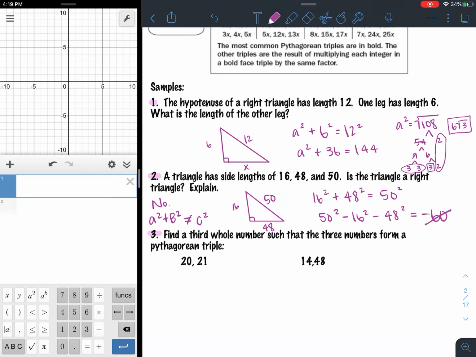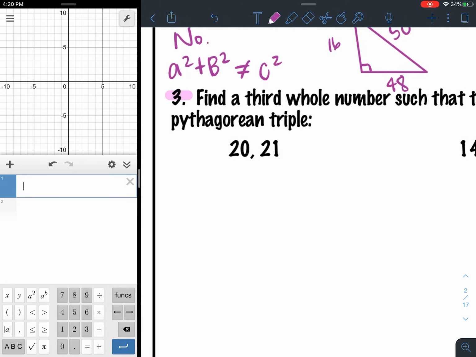If we're asked, like we are on number 3, to find a third whole number so that the three numbers form a Pythagorean triple, we are looking for, remember, that third number that is an integer. So we're going to run ourselves through two scenarios here. Our first scenario is that we have c squared. And our second scenario is that we don't have c squared.